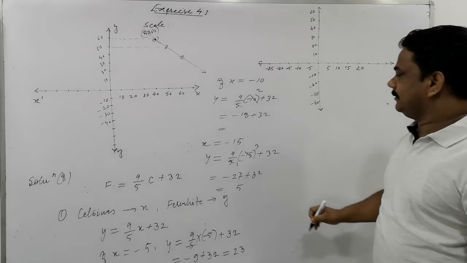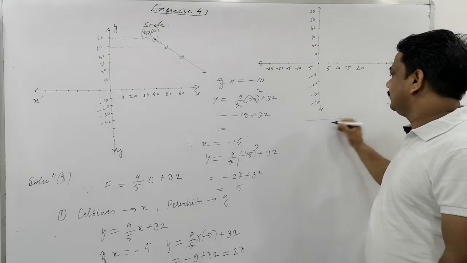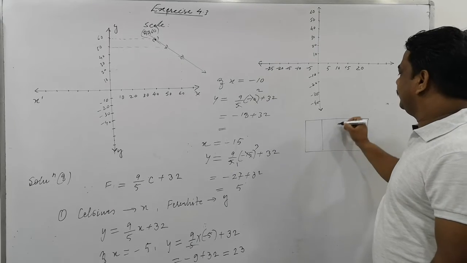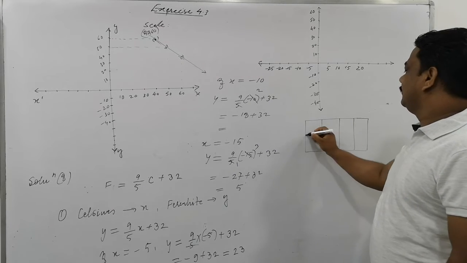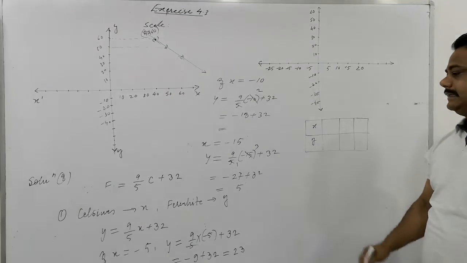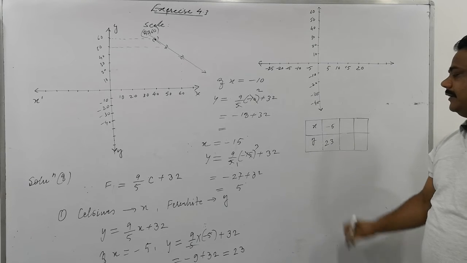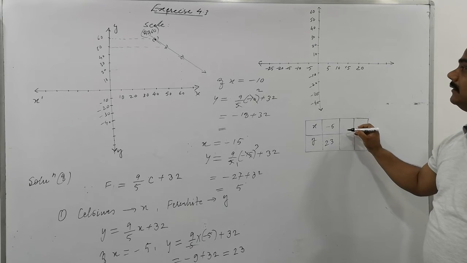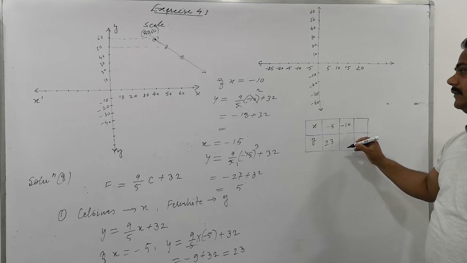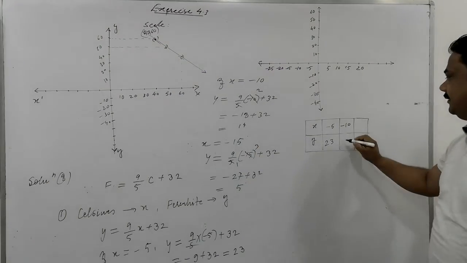So what are the sets of solutions here? The different values are: what is the value of x, what is the value of y? What is x? Please tell me. X is minus 5. What is y? 23. X is minus 10. What is the value of that, please? What is coming? 14. 14 is coming.